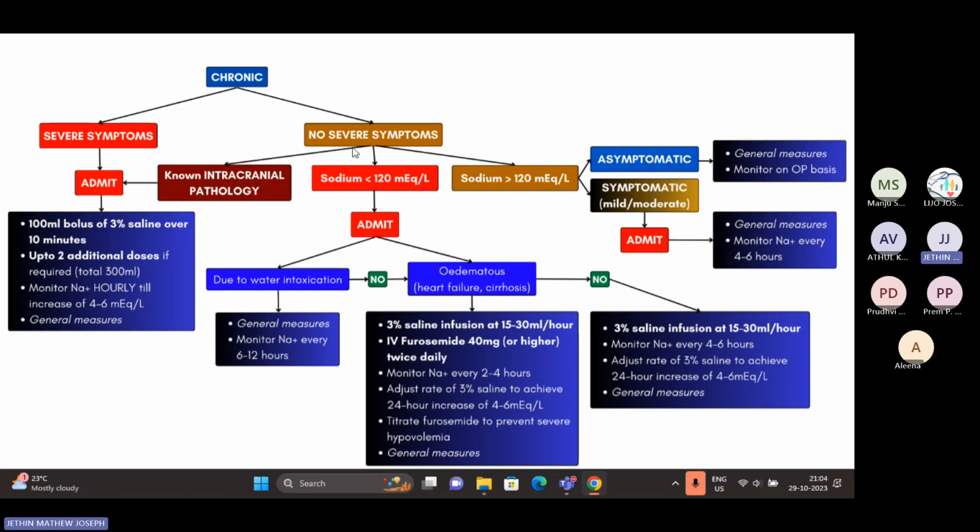of 3% saline. If the patient has chronic hyponatremia with no severe symptoms and sodium is less than 120, symptoms are not severe, but the degree of reduction is severe. So in this case also, you admit the patient. If there is water intoxication, you can monitor the sodium and wait.